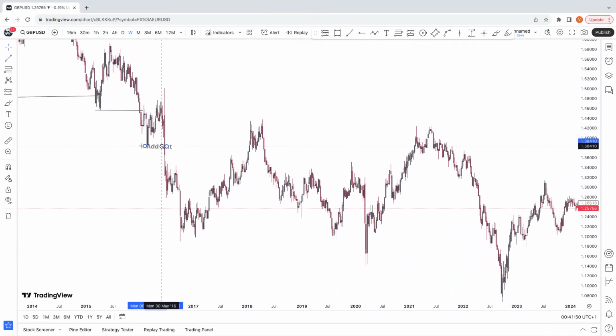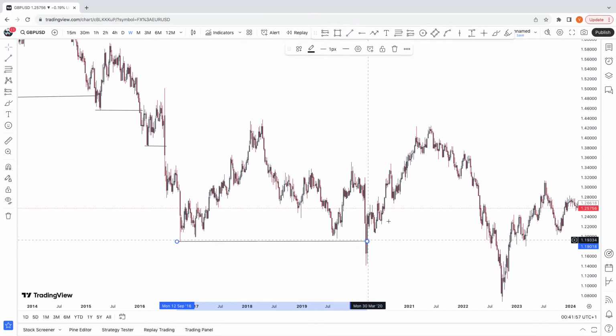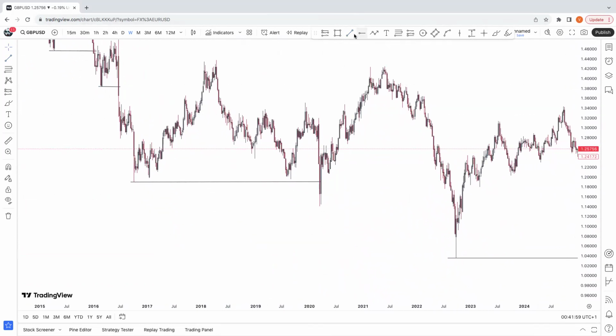Lower lows here. Lower lows here as well, right? You can see what price is doing, creating a series of lower lows here. So this is a perfect downtrend, right? Even on this internal structure by price, right?